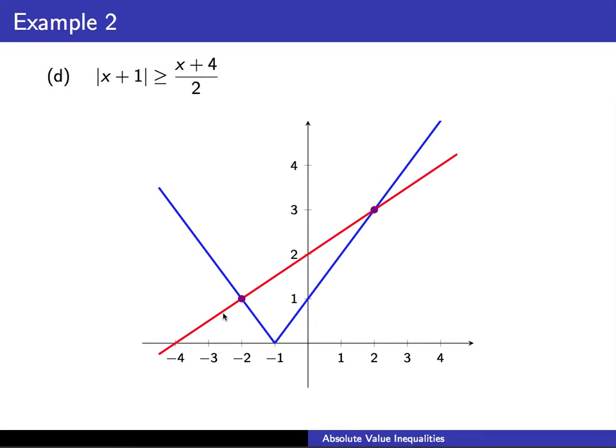And once again, the graph in blue is our absolute value of x plus 1. The graph in red is x plus 4 over 2. So where is the graph in blue at or above the graph in red? Well, the graph in blue is at or above the graph in red for values of x that are less than or equal to negative 2, and also for values of x that are greater than or equal to positive 2.